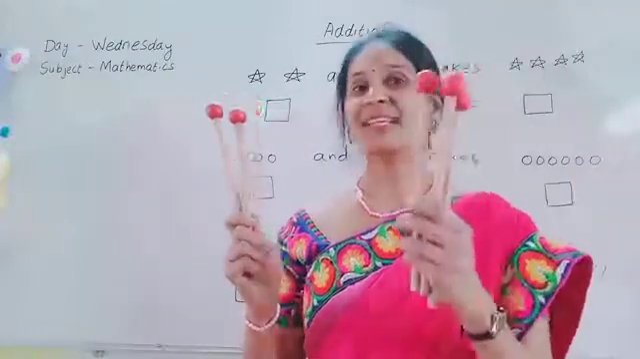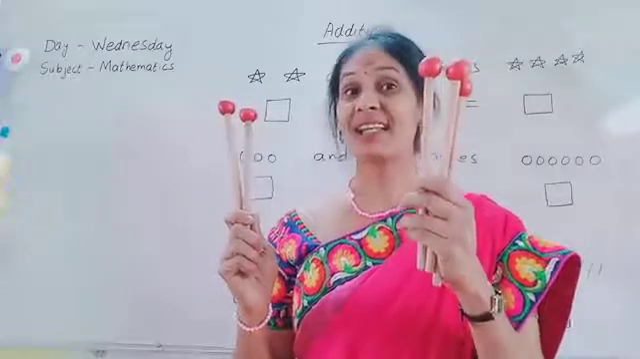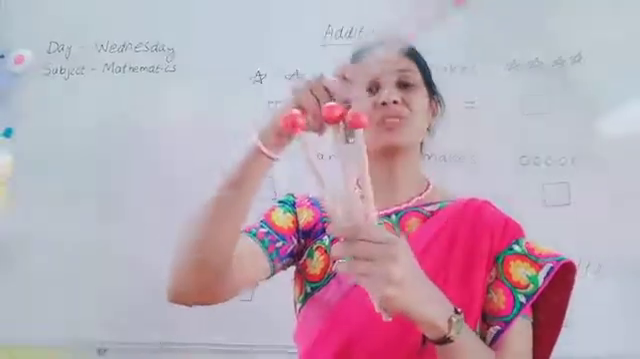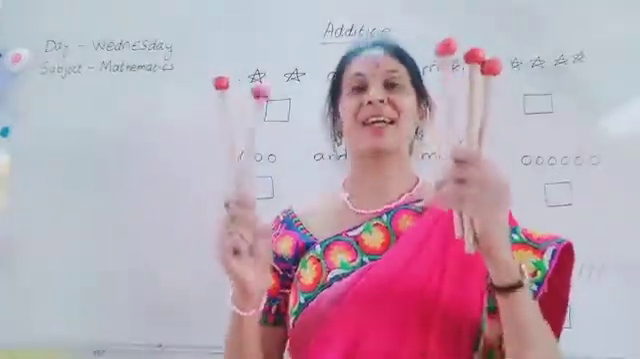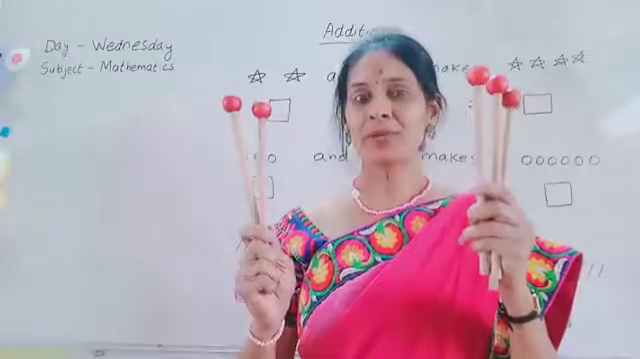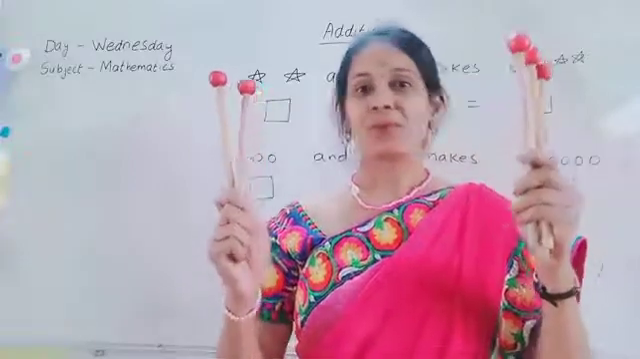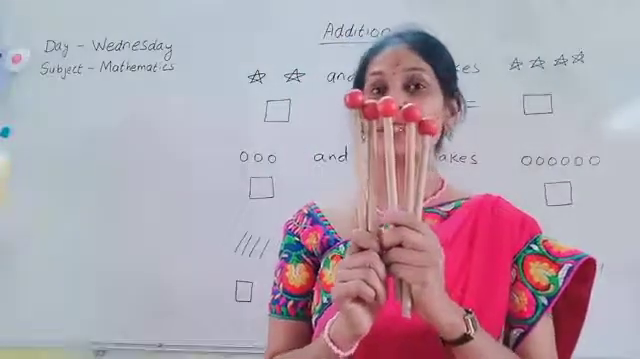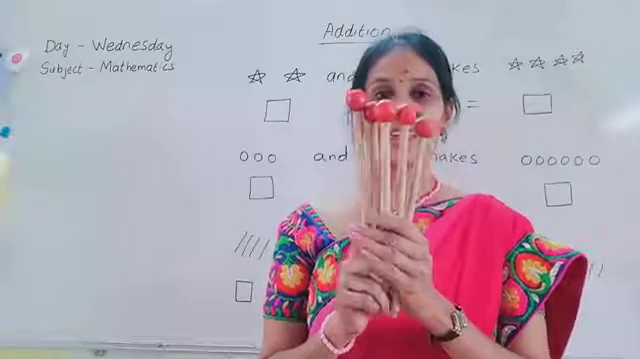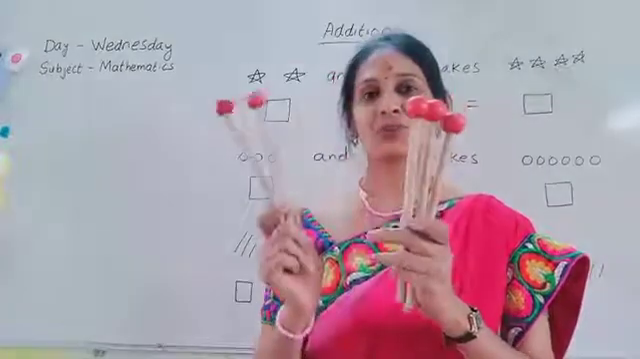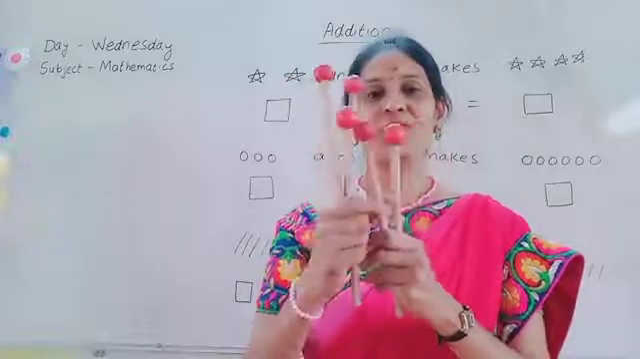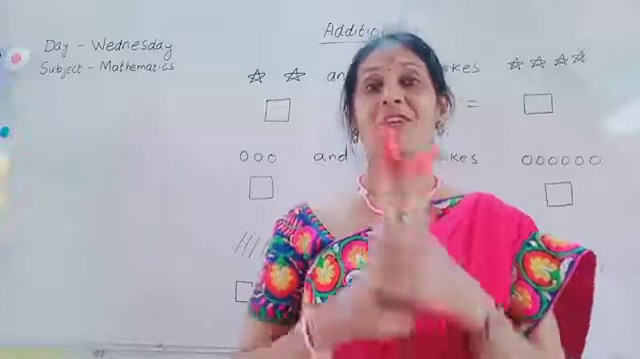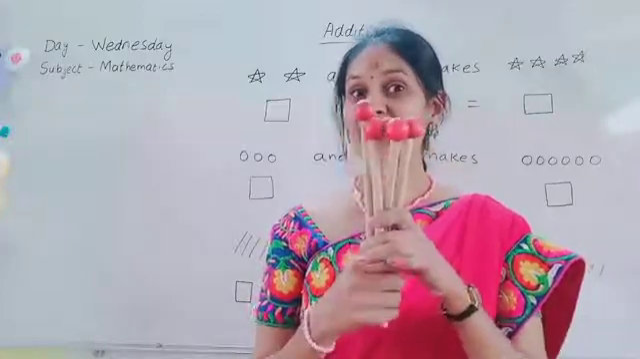And how many sticks are there in this hand? Come on, tell me. 1, 2, 3 sticks. Okay. Now I am going to put them together. Now count how many sticks there are. 1, 2, 3, 4 and 5. All together they make 5 sticks.